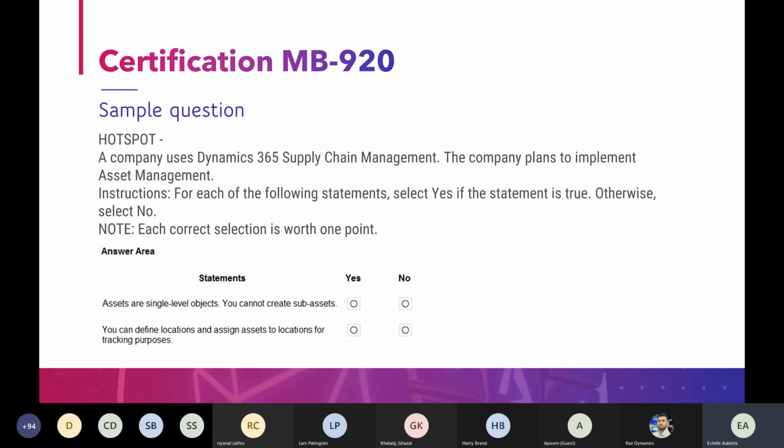A sample of question for supply chain management. This is a hotspot question. The company plans to implement asset management. Our assets are single level objects. You cannot create sub assets. So you have to answer if it's right or if it's wrong. You can describe location and assign asset to location for tracking purpose. So you can say so.